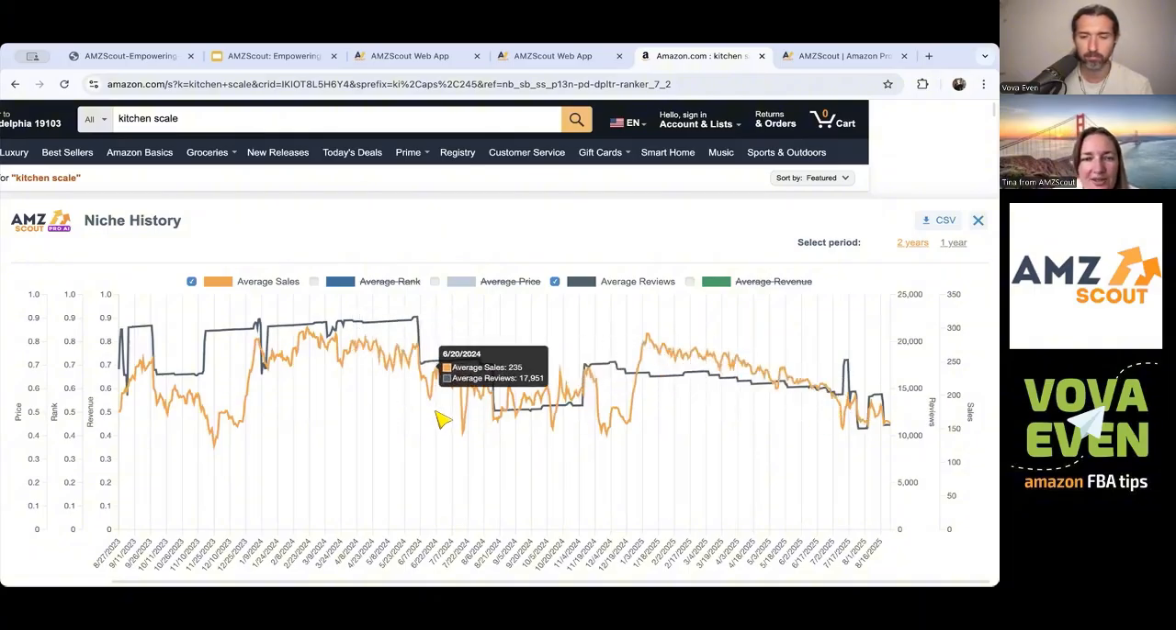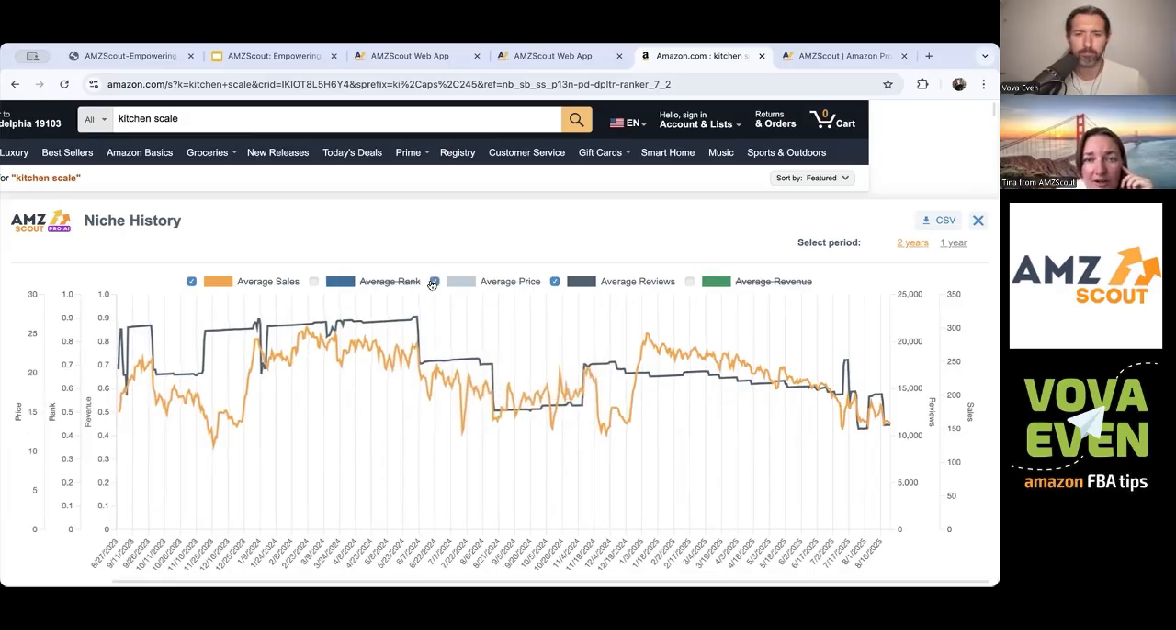Well, we see that it doesn't have really high seasonality. Obviously, that's not a really seasonal product, a kitchen scale. It's not a product for Christmas presents or some other day presents, and it's not a particular product for winter or summer. So it doesn't have any seasonality, as I see. Its average review count is quite high.